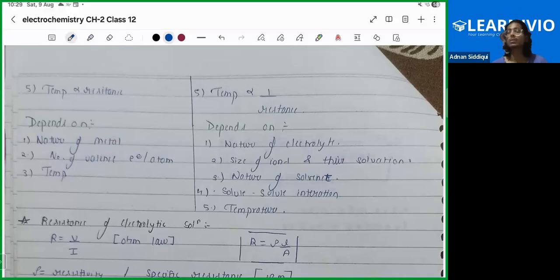Okay. So let me ask you an easier question. Which ion will travel faster? A big ion or a small ion? Small ion. So if your ions are small, are you observing more conductance or less conductance? More. So the size of ions is also an important factor to determine conductance.